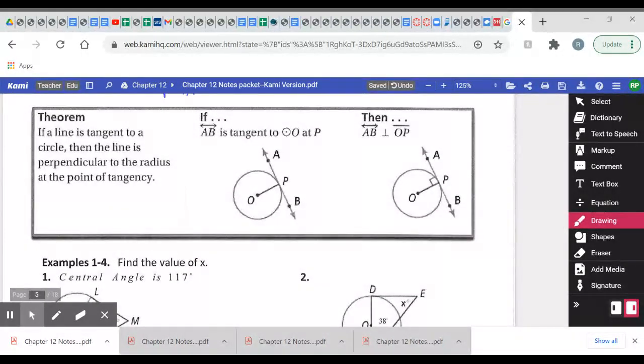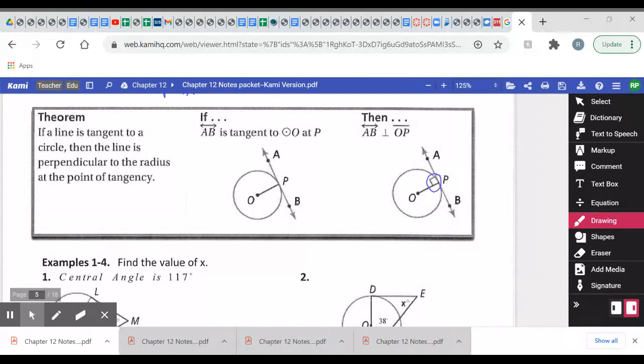All right, the theorem that goes along with this says if a line is tangent to a circle, then the line is perpendicular to the radius at the point of tangency. So here it says if line AB is tangent to circle O at P, then line AB is perpendicular to segment OP. We can see in this picture, OP is our radius, and line AB is our tangent line that skims by the circle and touches it at one point. This is saying a tangent line is also always going to be perpendicular to the radius.